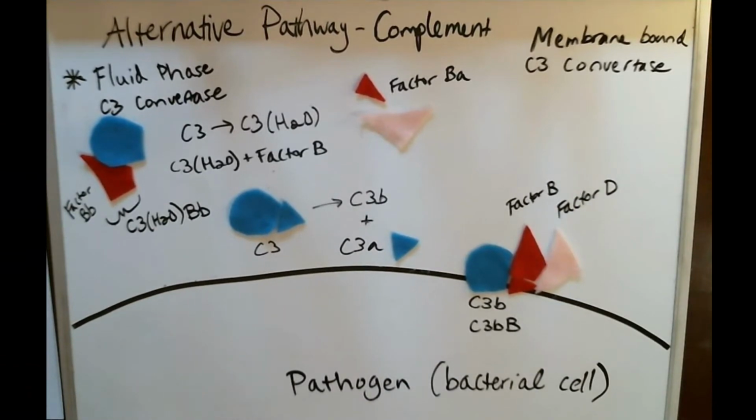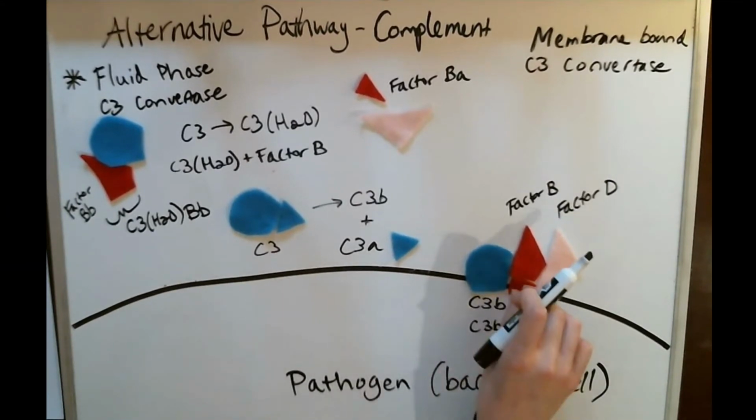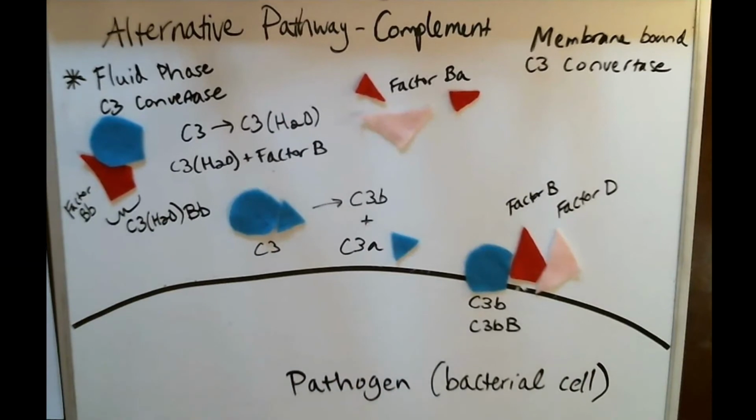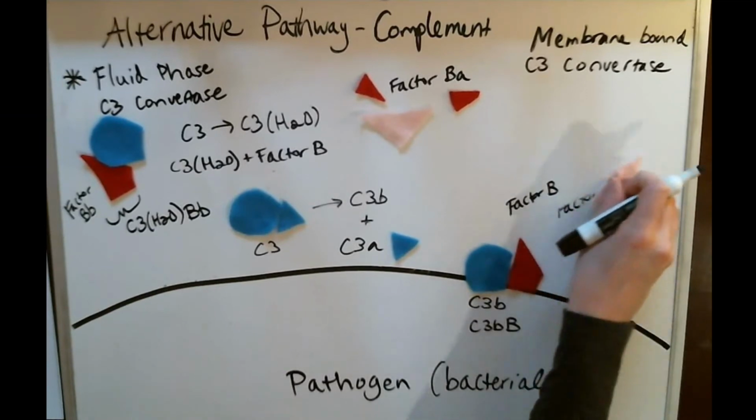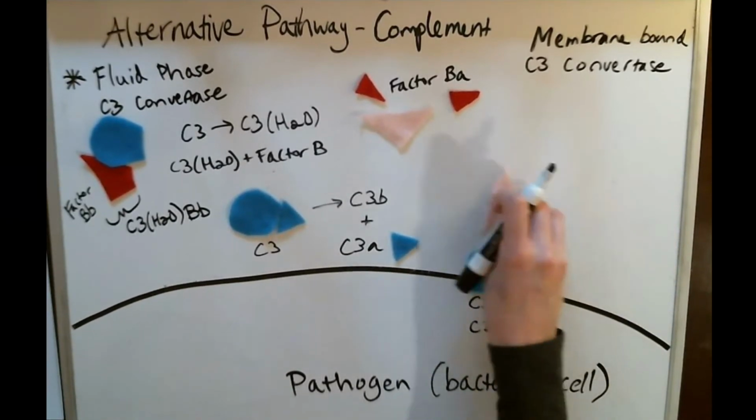And D has proteolytic activity, so it's going to cleave factor B into the two smaller subunits. One of those will be Ba, which I'll just put up here again by that label. And then the other one would be the protein capital B, little b. And then factor D is done with that cleavage, so we're going to remove that and just put it up here.